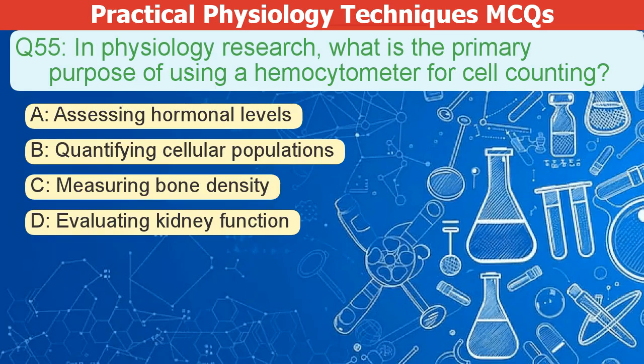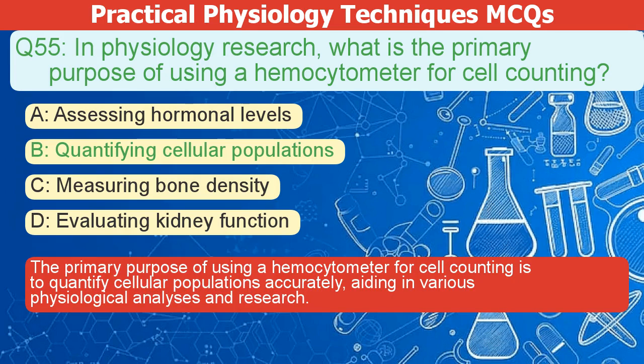In physiology research, what is the primary purpose of using a hemocytometer for cell counting? A. Assessing hormonal levels. B. Quantifying cellular populations. C. Measuring bone density. D. Evaluating kidney function. The correct answer is B. The primary purpose of using a hemocytometer for cell counting is to quantify cellular populations accurately, aiding in various physiological analyses and research.